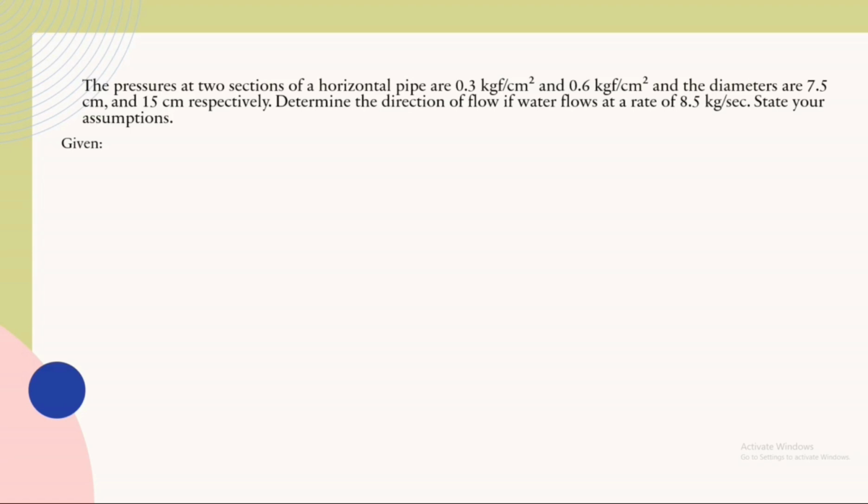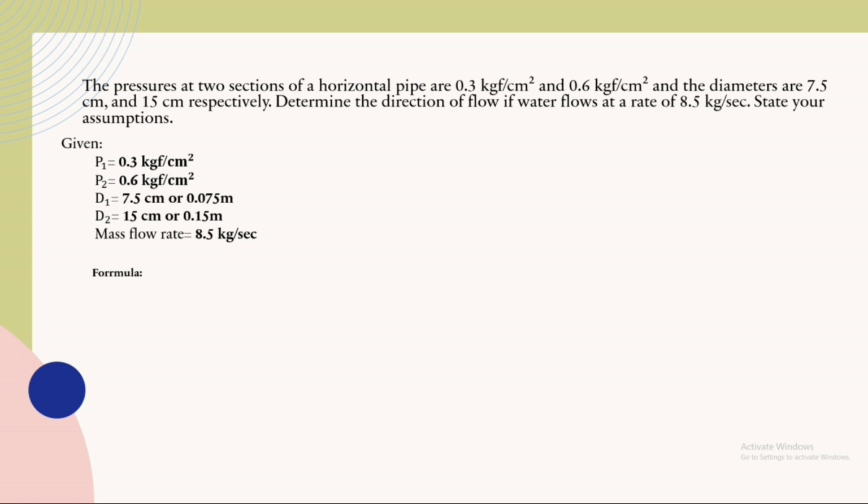State your assumptions. We have given pressure at section 1, 0.3 kg force per centimeter squared. Pressure at section 2, 0.6 kg force per centimeter squared. Diameter at section 1 is 7.5 cm or 0.075 meter. Diameter at section 2 is 15 cm or 0.15 meter. And the mass flow rate is 8.5 kg per second.